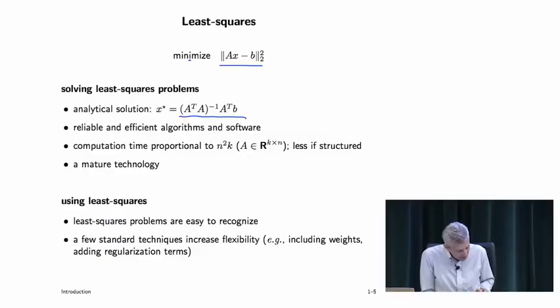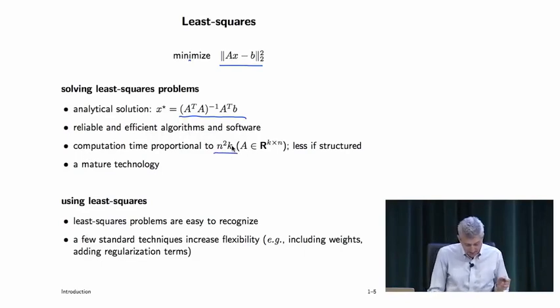And the computation time is proportional to n squared k. n is the size of x here, and k is the number of rows. So if this is a regression problem, you'd say that k is the number of examples, or data measurements, or data elements, and n is the number of features or regressors. And so the computation time is proportional to n squared k. That's if everything is dense. If A is sparse, it's a whole lot less than that.